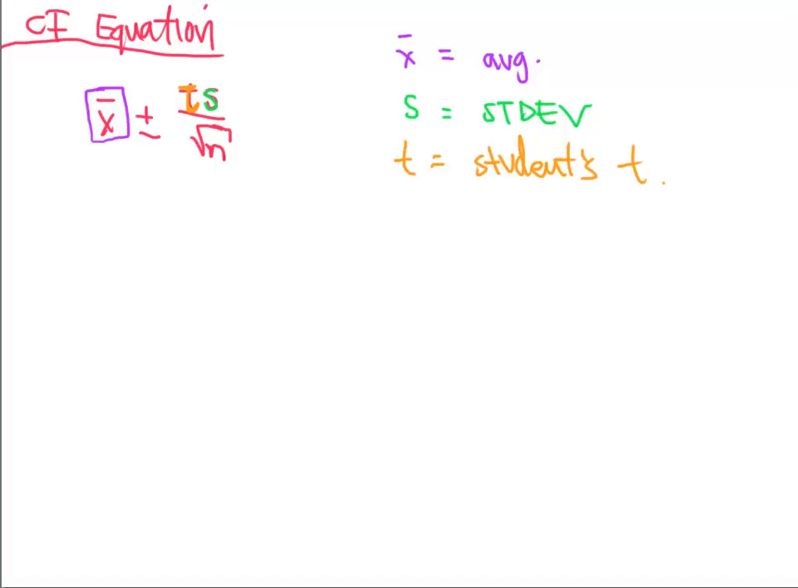So now that leaves us with this bottom number, and this bottom number is n. And n is going to be the number of measurements.